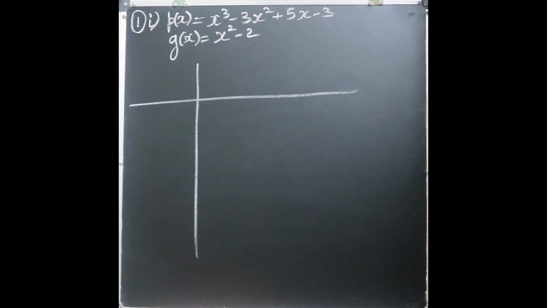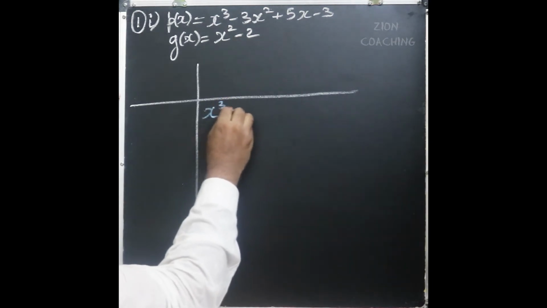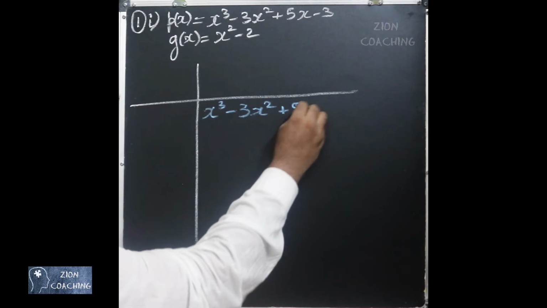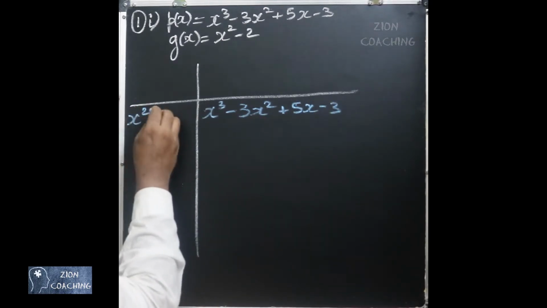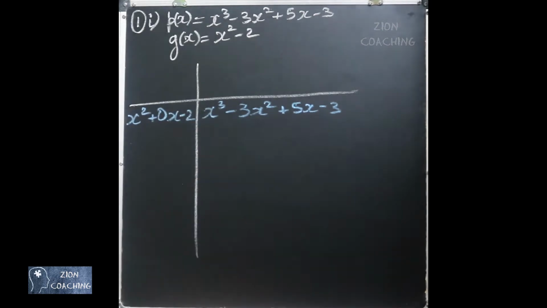The question says divide the polynomial p of x by the polynomial g of x and find the quotient and the remainder. So we are going to divide p of x by g of x and find the quotient and remainder. We have x cube minus 3x squared plus 5x minus 3. We are going to divide that by x squared. X term is missing, so I will put 0x minus 2.